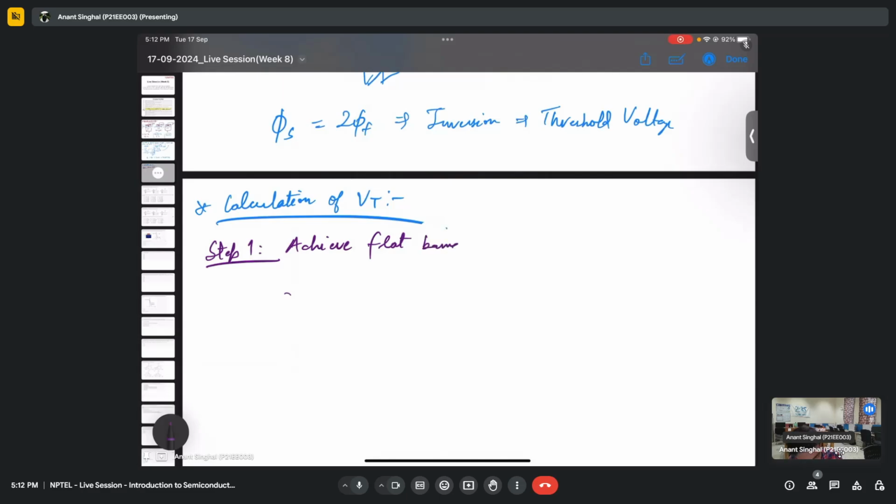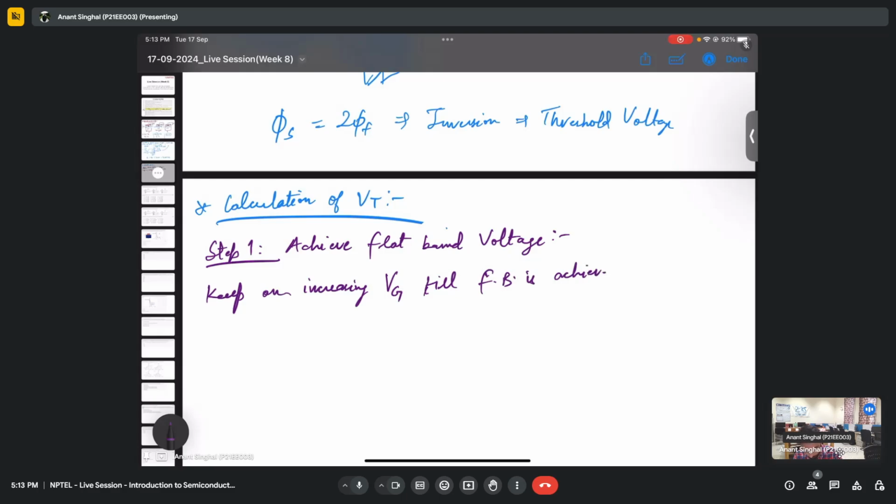So we'll apply the increase of voltages in steps so that we get to know what the final expression for the threshold voltage is. So step one will be, first we should achieve the flat band voltage, and then we'll go towards more and more positive voltage. So let's say we keep on increasing the gate voltage. I'm denoting the gate voltage with Vg, till the flat band is achieved.